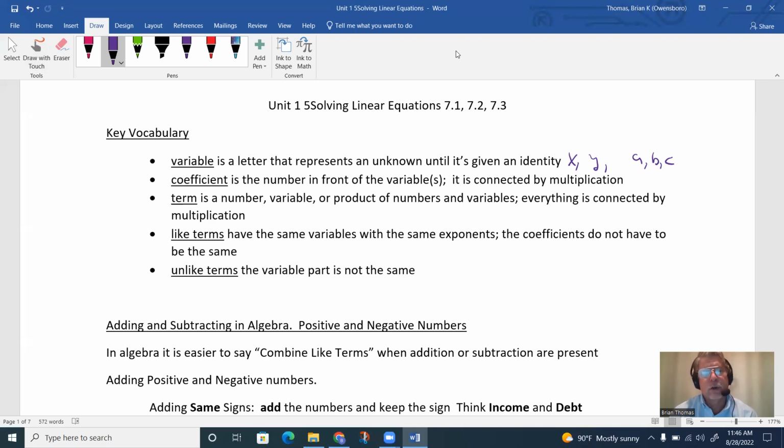The next word is the word coefficient. The coefficient is the number in front of a variable, and it's going to be connected by multiplication. So if I give you 2x, 2 is the coefficient, and x is the variable, and 2x means 2 times x, or as we said, x plus x. Or if I gave you negative 5y, negative 5 is the coefficient, and the y is the variable, and that would mean 5 negative y's.